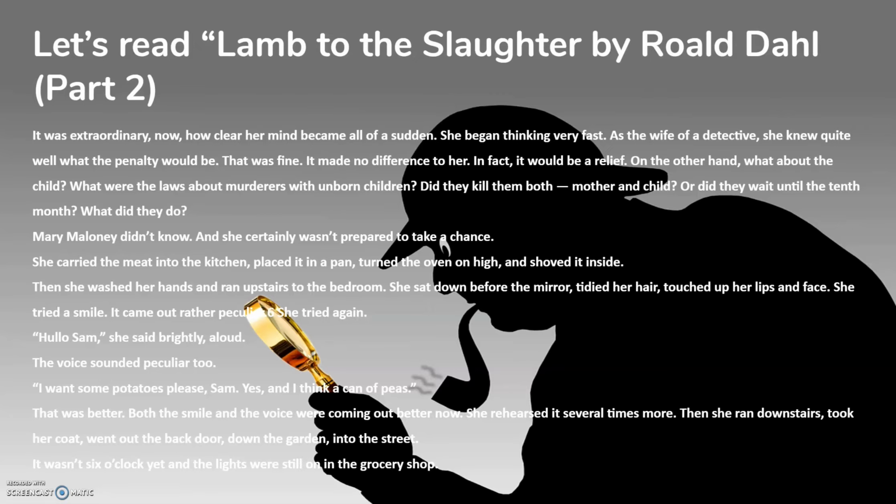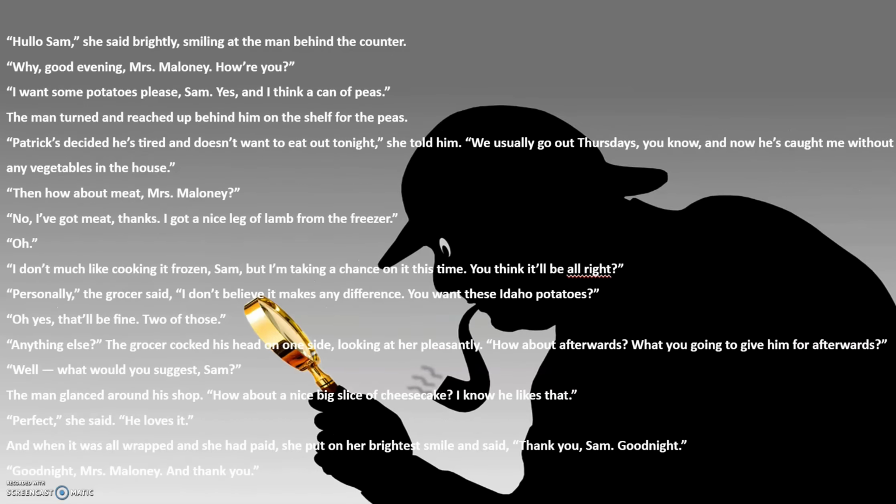She ran downstairs, took her coat, went out the back door, down the garden, into the street. It wasn't 6 o'clock yet, and the lights were still on in the grocery shop. "Hello, Sam," she said brightly, smiling at the man behind the counter. "Why, good evening, Mrs. Maloney. How are you?" "I want some potatoes, please, Sam." "Yes, and I think a can of peas." The man turned around and reached up behind him on the shelf for the peas. "Patrick's decided he's tired and he doesn't want to eat out tonight," she told him. "We usually go out Thursdays, and now he's caught me without any vegetables in the house."